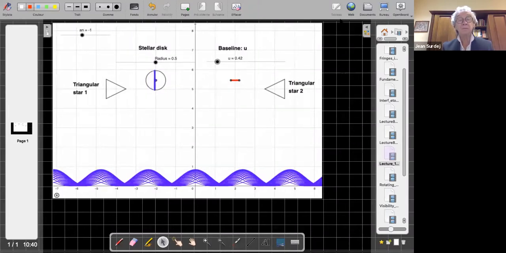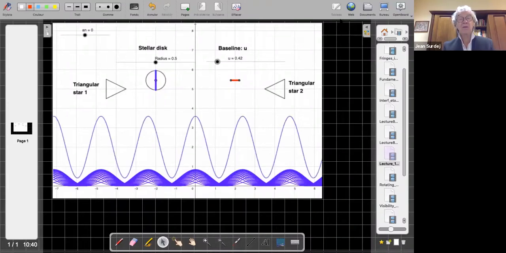Now, what we need to do is just to co-add all these fringe patterns, and this results in a stronger fringe pattern, which is still centered at x equals zero, and essentially due to the symmetry of the stellar sources in this case.